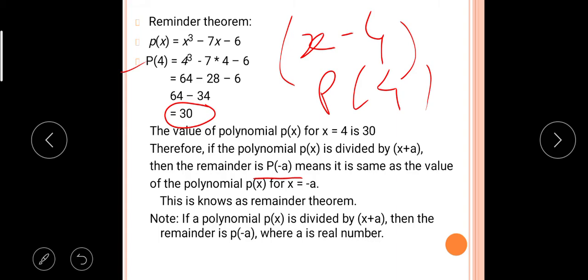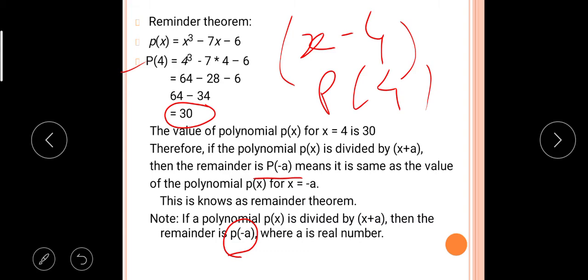Okay, this is called the remainder theorem. A very important thing is that if a polynomial p of x is divided by x plus a, then the remainder is p of minus a. When the polynomial and the divisor are given, by using this we can easily find the remainder of the given polynomial, and it is a real number.